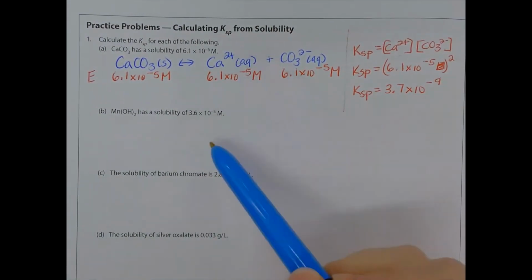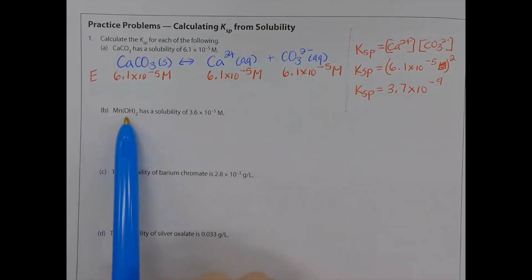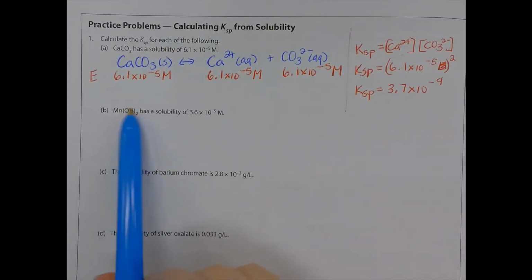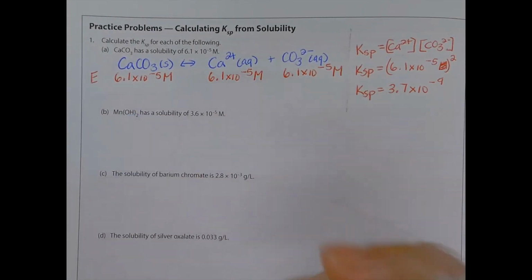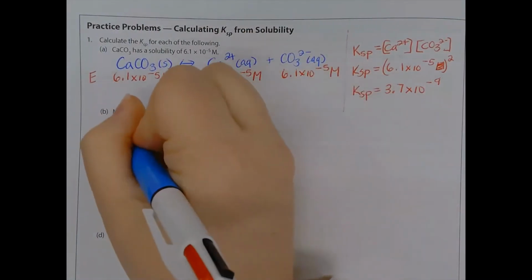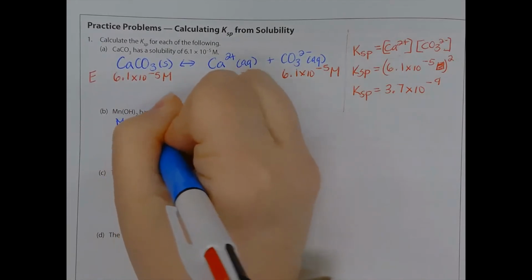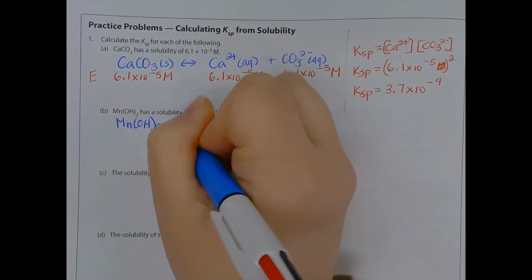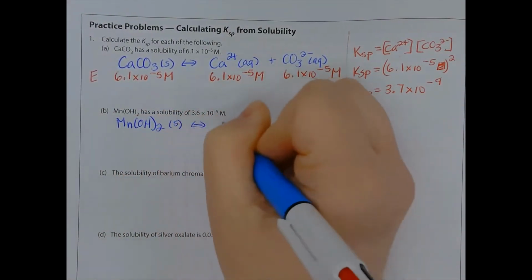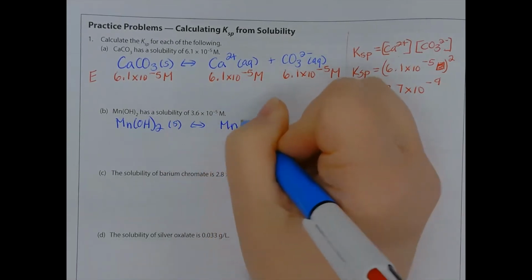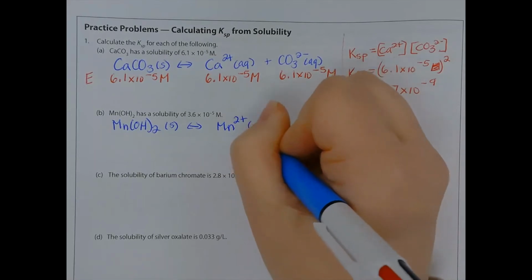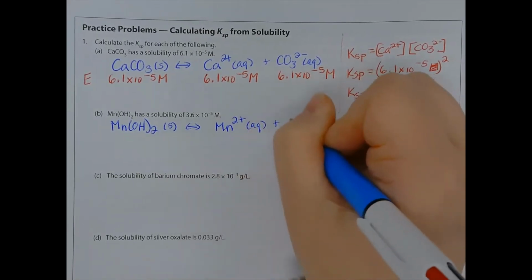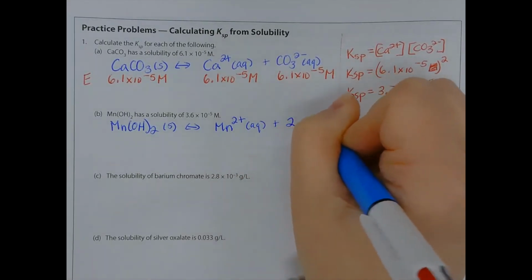So that would be the same type of process for letter B. The only thing that's different, if we were to write this reaction, so Mn(OH)2, manganese hydroxide, a base, solid, breaking down into manganese. Hydroxide has a 1- charge, so manganese has to have 2+ to balance that charge. We get 2 hydroxide ions.